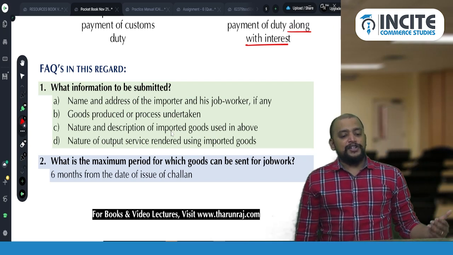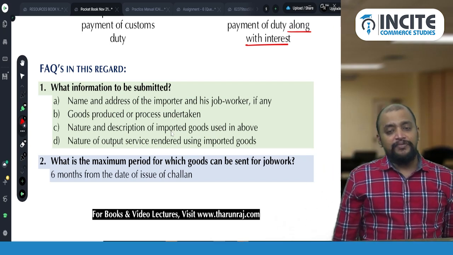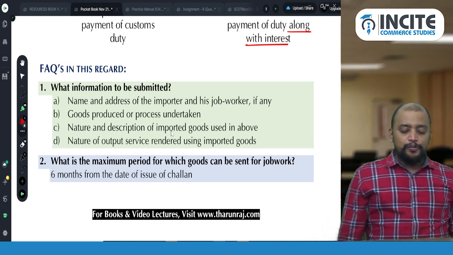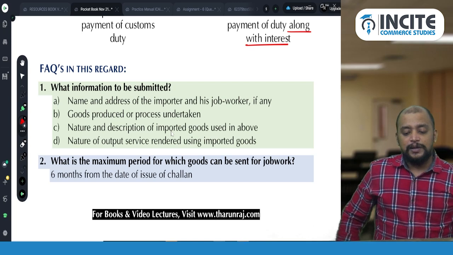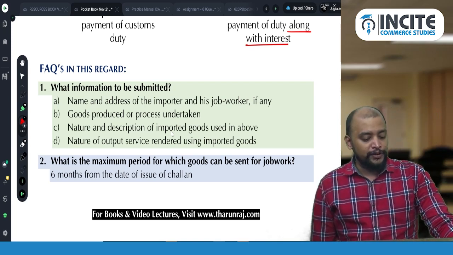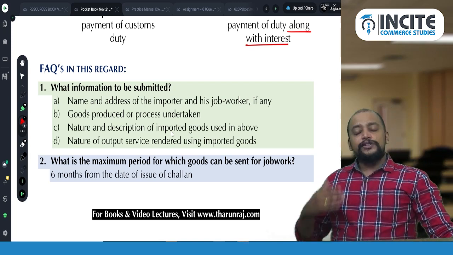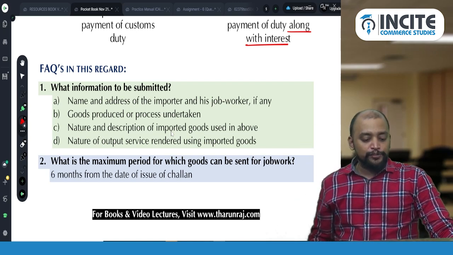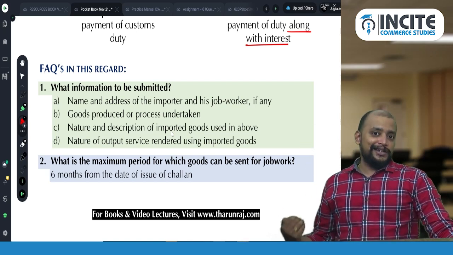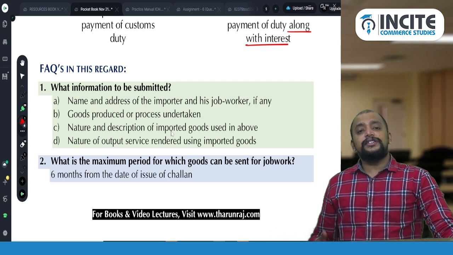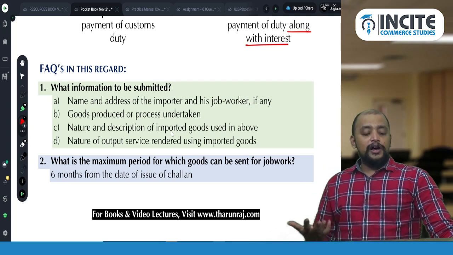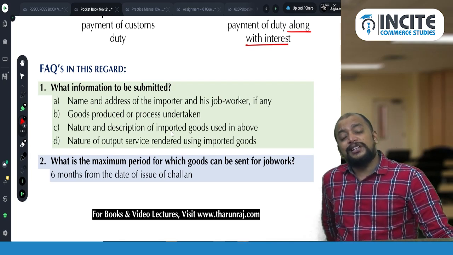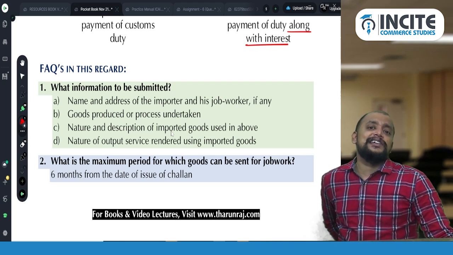What is the information to be submitted? Name and address of the importer and his job worker, if any. Goods produced or process undertaken. Nature and description of imported goods used above. Nature of output service. So what goods they want to import, what process they will undertake, what is the description of the imported goods which are used, or what services they are rendering, those details they need to submit.